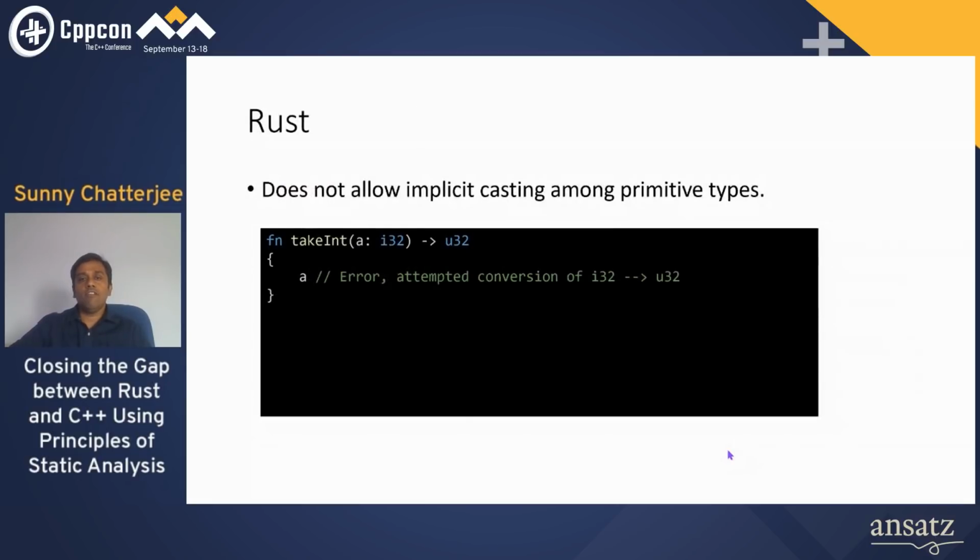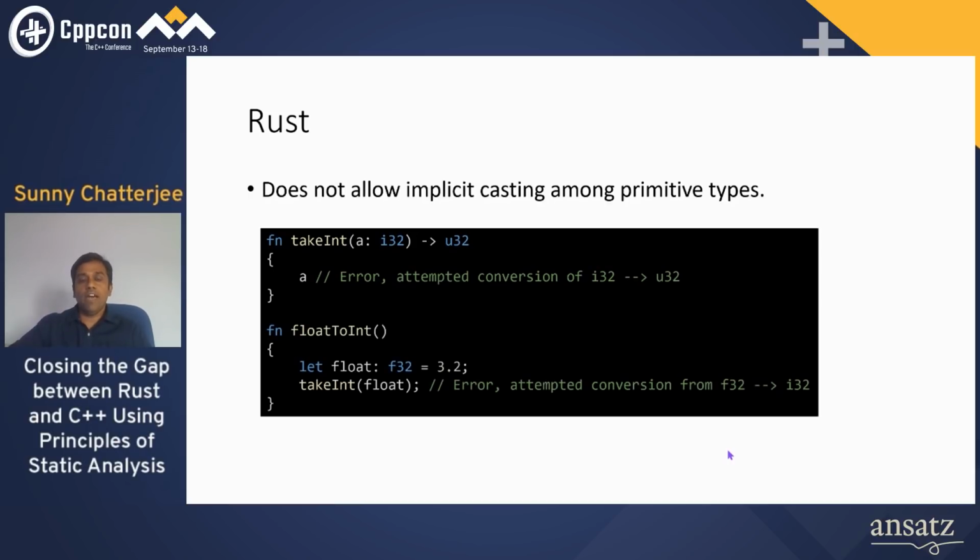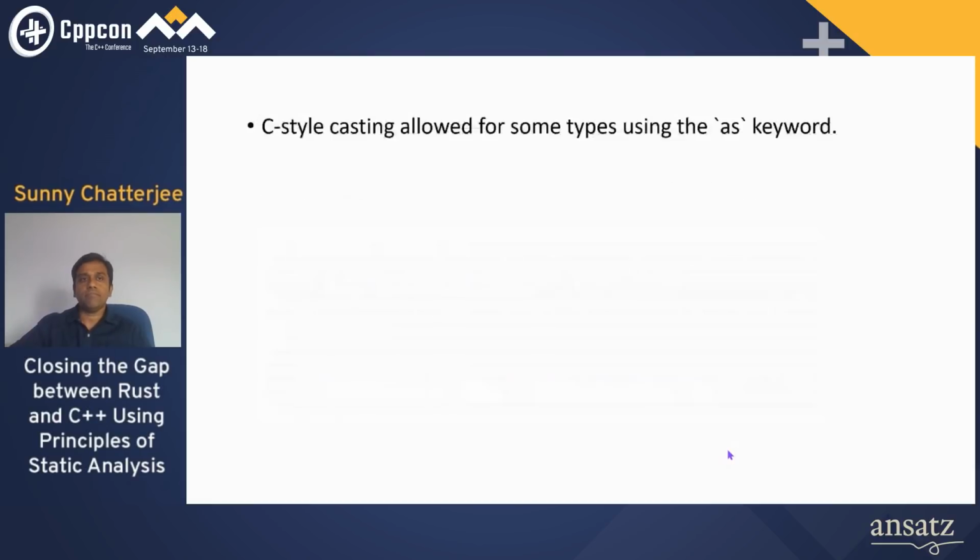Rust does not allow implicit casting among primitive types. What this means is if you take a function that takes a 32-bit integer and tries to convert it into an unsigned number, the Rust compiler would error out saying you've attempted a conversion from signed to unsigned. Similarly, if you have a function that takes a float and tries to pass it to a function which expects an integer, that conversion is not allowed by the Rust compiler. It's interesting to note that C-style casting is allowed for some of the types.